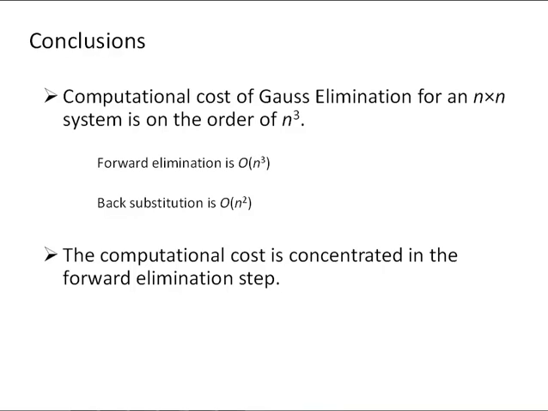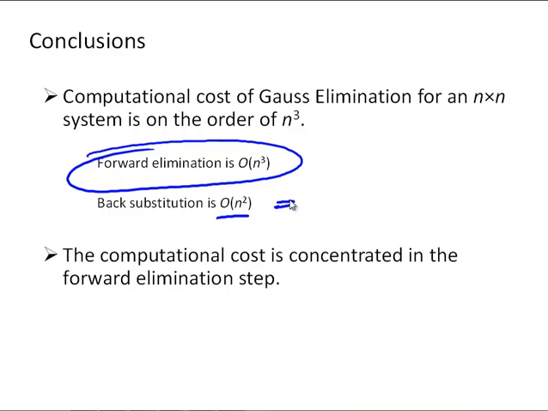So our main conclusion then is that the computational cost of Gauss elimination is on the order of n cubed, and that's all concentrated in that forward elimination step. The back substitution step, the cost is on the order of n squared, and as we get into systems that are large enough where the computational cost matters, that n squared cost is roughly negligible. And we'll take advantage of this to look at some possible improvements for certain applications of linear systems in the next video.